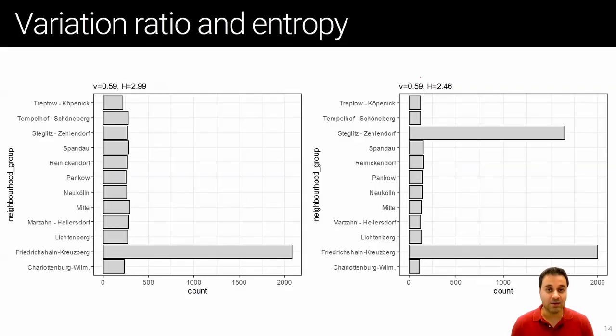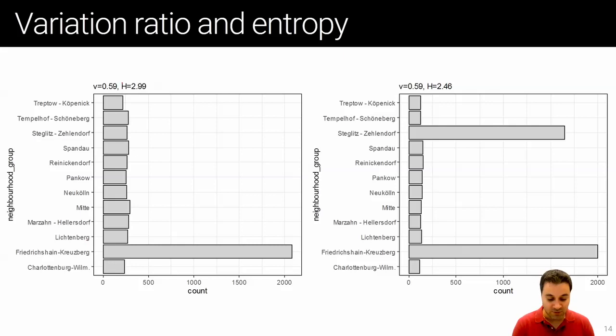And in the general case, we can just provide the numbers, the variation ratio and the entropy. So let me show you here one example. We have on the left a distribution for neighborhood groups in the data. So we have along the y-axis the different neighborhoods, and along the x-axis, we have the count. So it's essentially a bar plot that has been flipped over. And what we see is that most of the listings, in this case, are in the neighborhood of Fredericksburg.